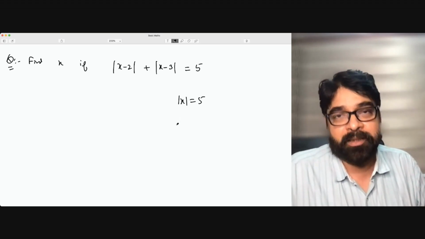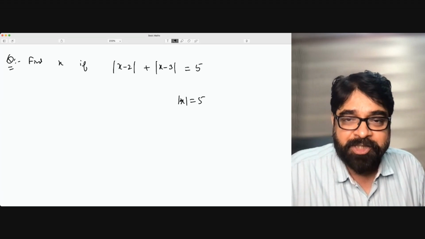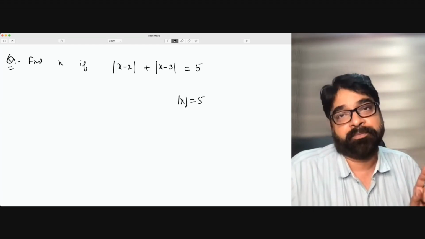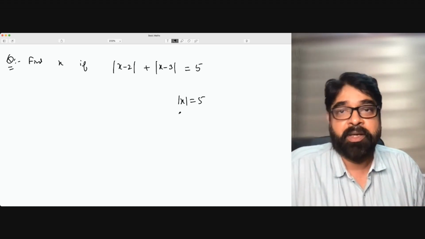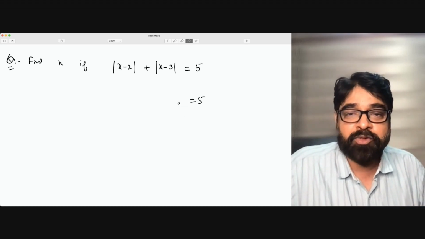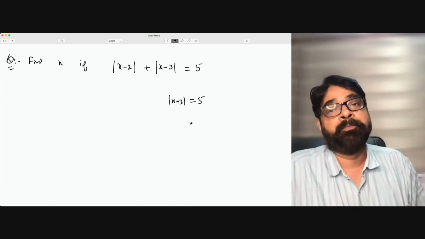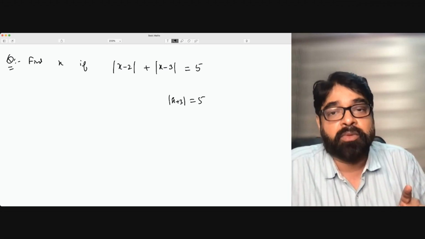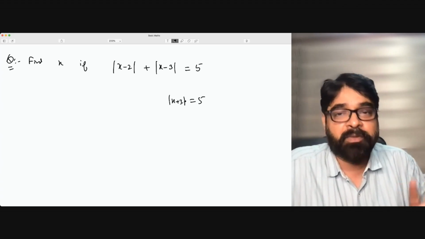I don't want to apply the other one. So what will you say? Think. Mod x will change its behavior when x is 0, because before 0 it will be negative, after 0 it will be positive. Or if I say I need to solve this question, mod of x plus 3 equal to 5. So think, this will change behavior when this will be 0. Yes or no? At 0, this will change behavior.